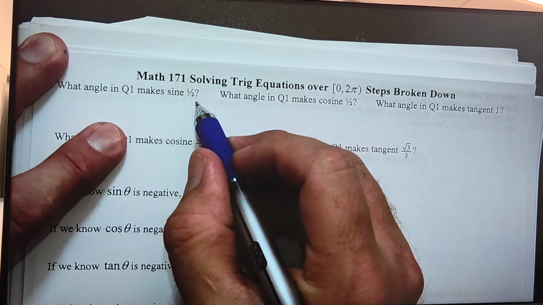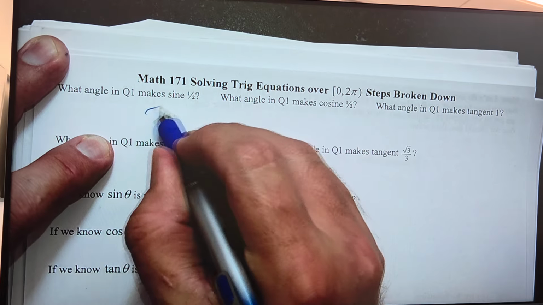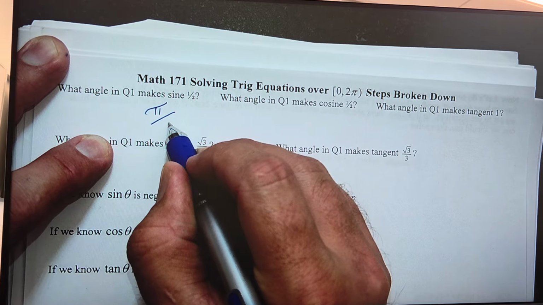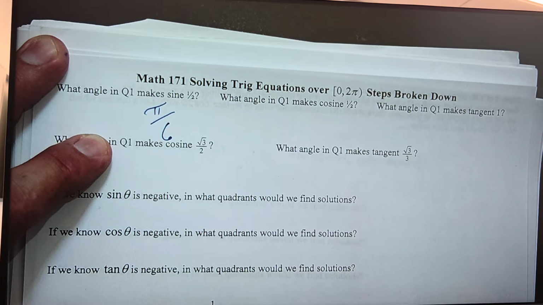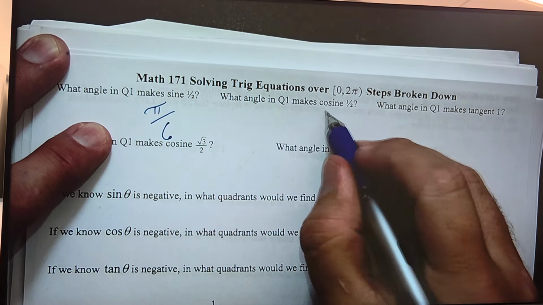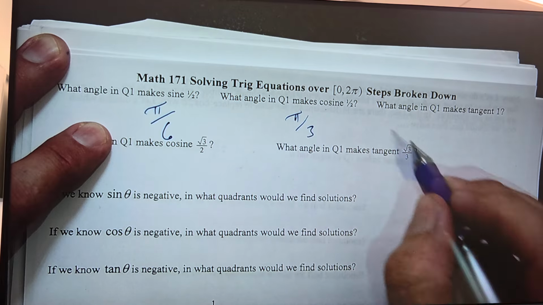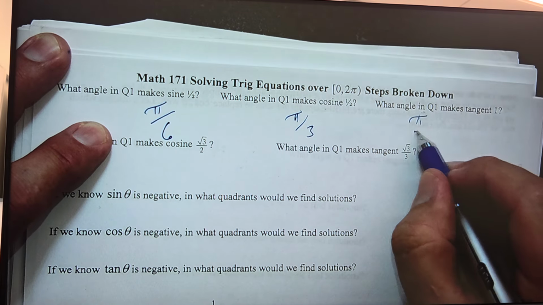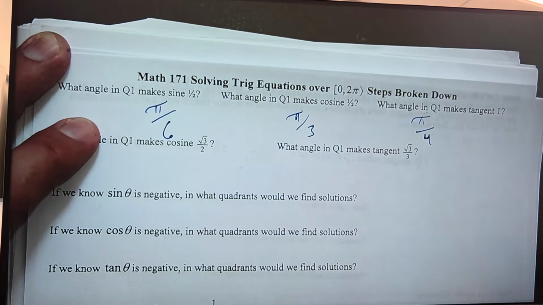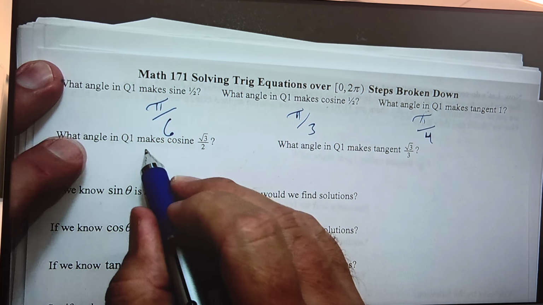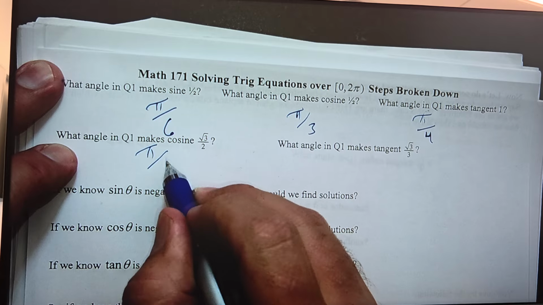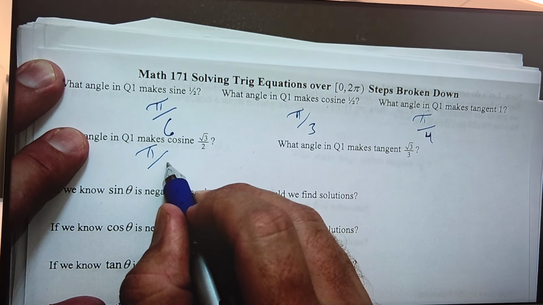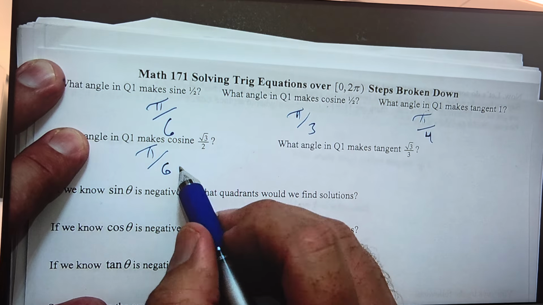How do I make sine 1/2? Pi over 6, because sine doesn't like the x-axis, so it'll be smaller when it's close to the x-axis. Cosine 1/2 would be the other way around. How do I make tangent 1? That would be pi over 4. How do I make cosine big? Pi over 6. When sine's small, cosine's big.